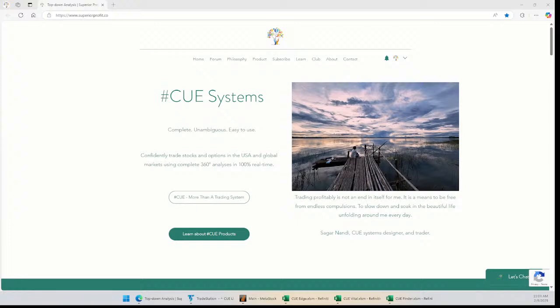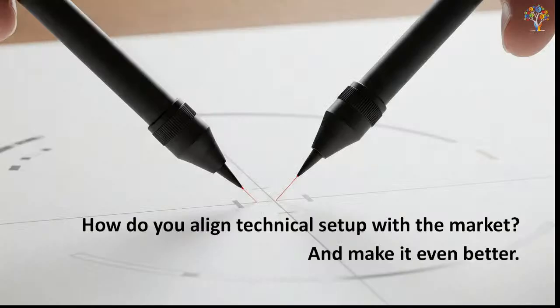In these live sessions, I demonstrate a technique for swing trading profitably in any market condition by taking only high probability and low risk trades. How do you align technical setup with the market and make it even better?